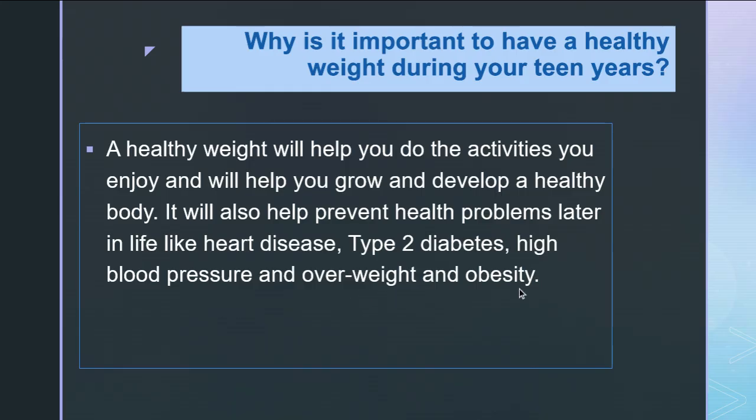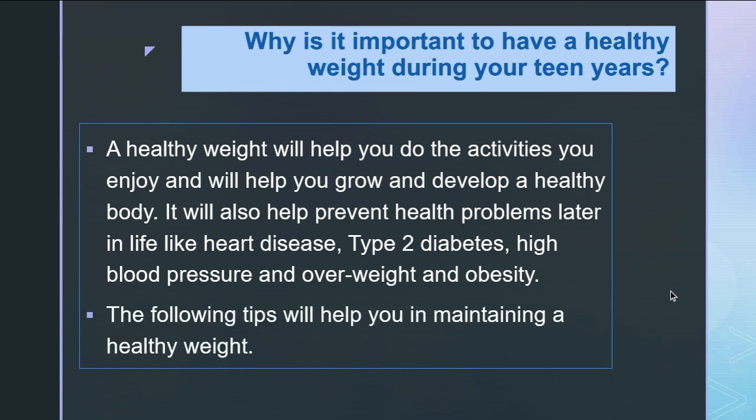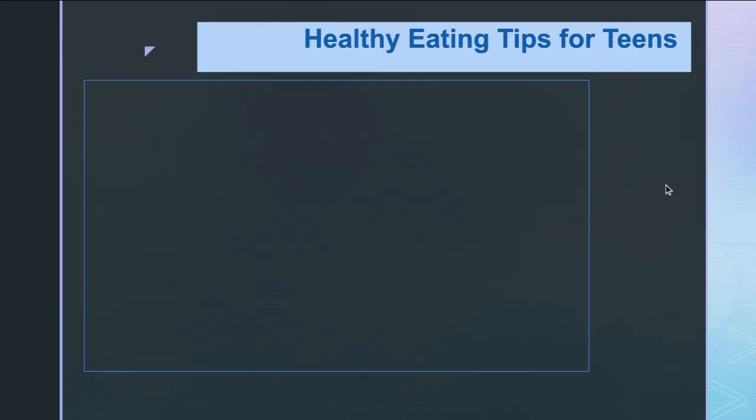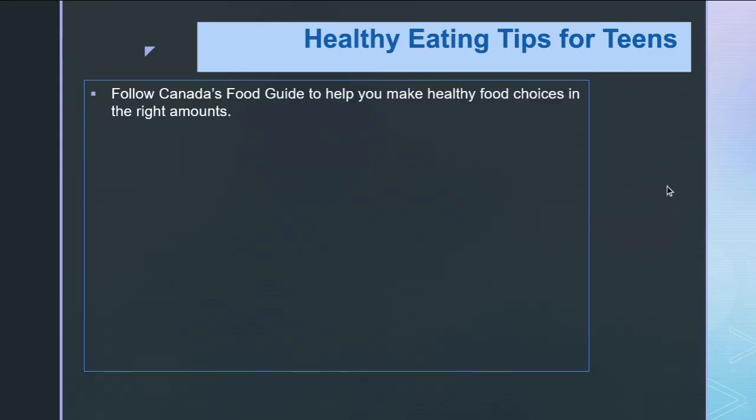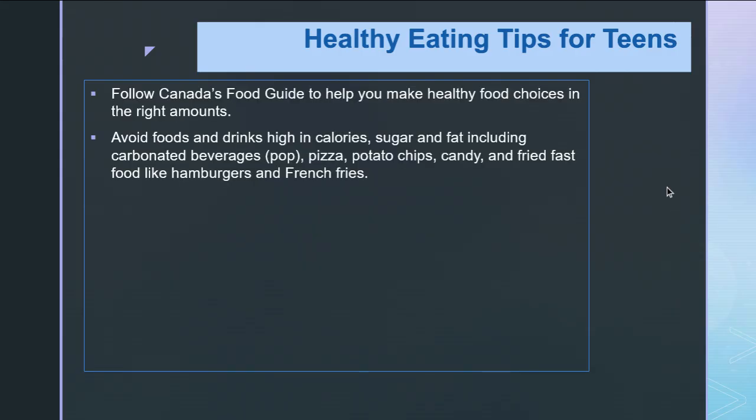High blood pressure, overweight, and obesity are also problems if you don't have a healthy weight. So there are a few tips here, more than a few, to help you maintain a healthy weight. The first is eating tips. Follow Canada's Food Guide to help you make healthy food choices in the right amounts. Avoid foods and drinks high in calories, sugar, and fat, including all this junk food, right? Pop, pizza, potato chips, candy.